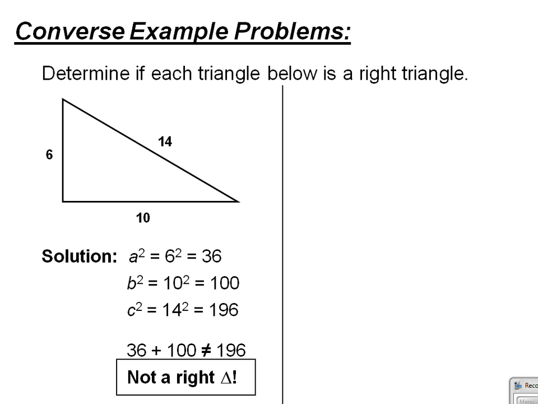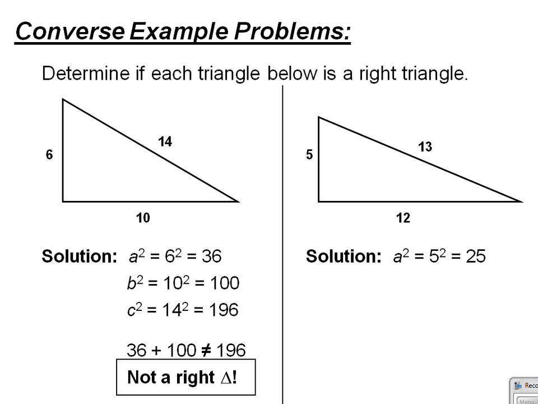On the other hand, let's study this problem for a moment. Another triangle. Don't know if it's a right triangle or not, but we know it has legs of 5 and 12 and a hypotenuse of 13. So, let's say a is 5. 5 squared is 25. Let's say b is 12. 12 squared is 144. And let's say c is 13. So 13 squared would be 169.